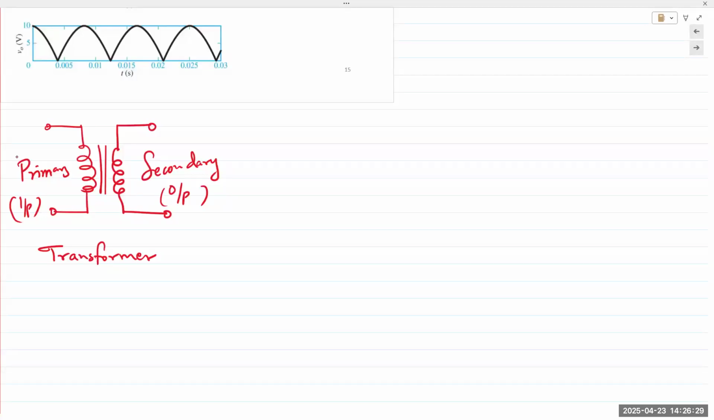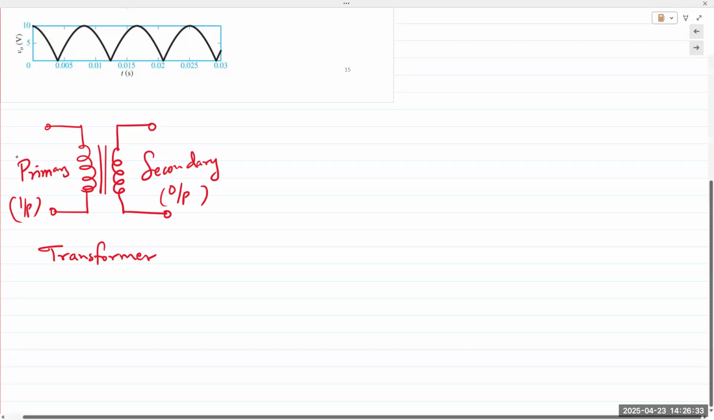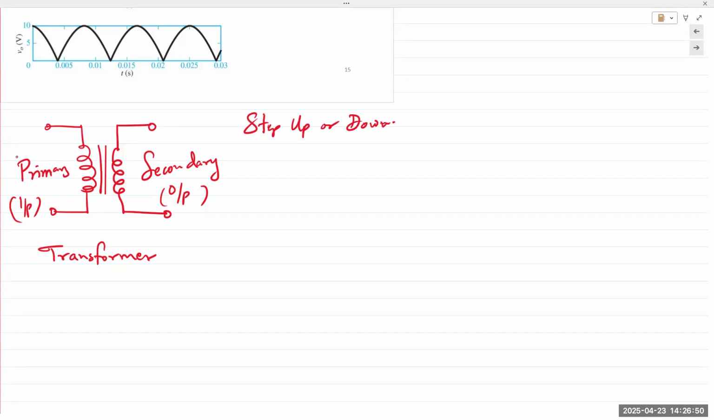So the input is applied to the primary coil. The primary coil stores it in its magnetic field. It is now linked to the secondary magnetic field. Energy is transferred over to the secondary side. The secondary side is converted back into electrical energy, and then it's sent out. So you can have a step up or step down transformer.